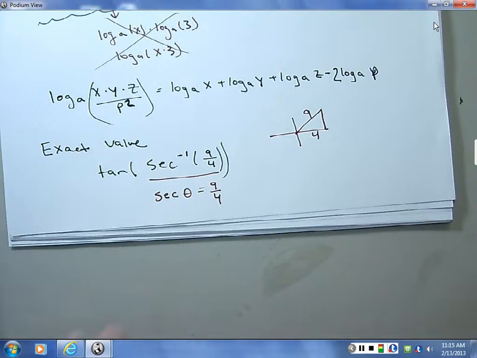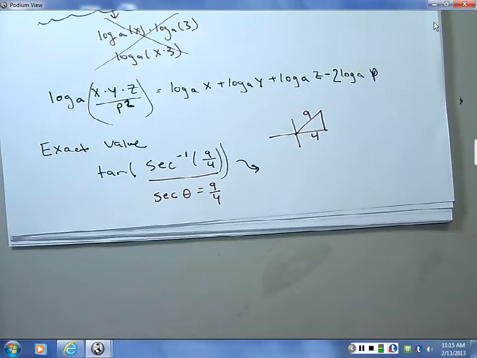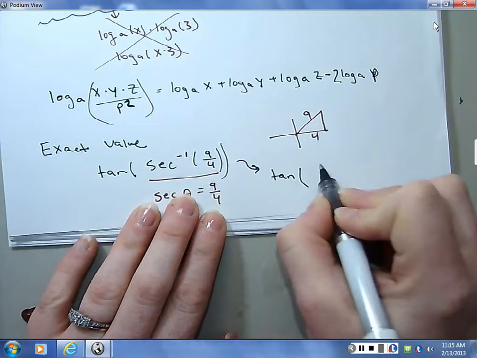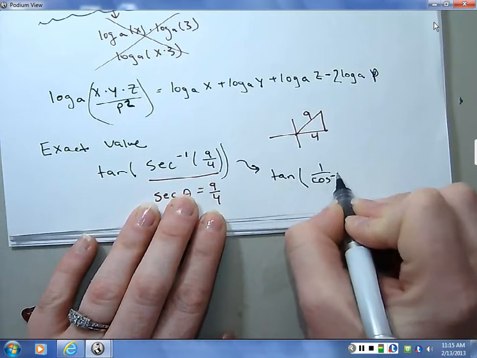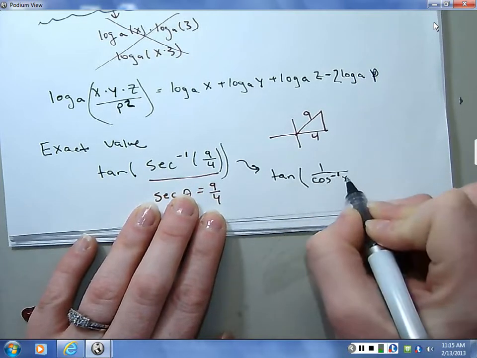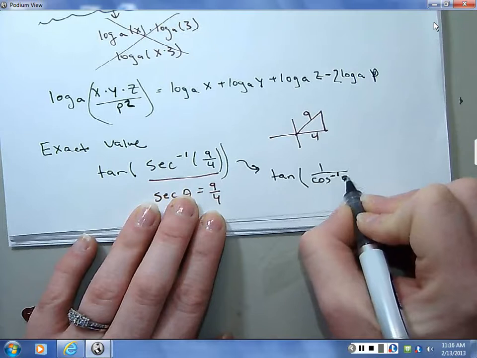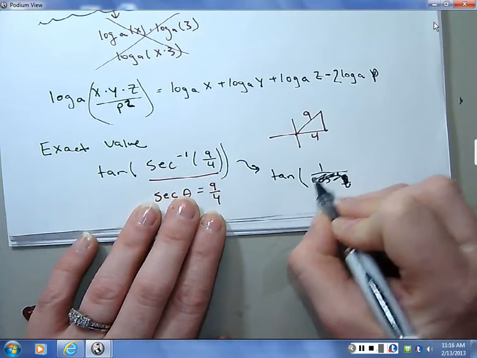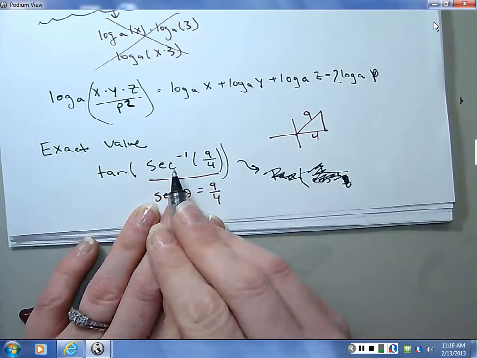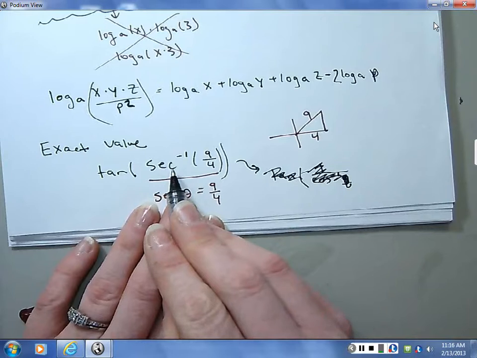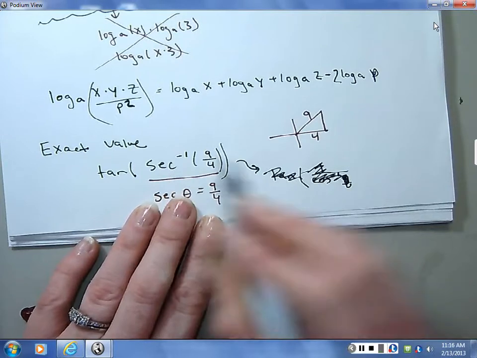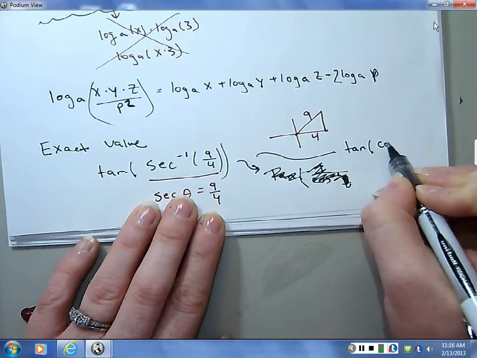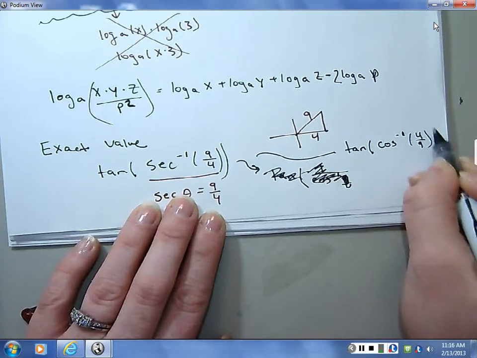I could have just said, I want to always deal with sine, cosine, or tangent. I could write this as tangent of 1 over cosine inverse of x. Well, 9 over 4. Well, let me think of how I want to write this. I could write it as tangent of cosine inverse of 4 over 9.